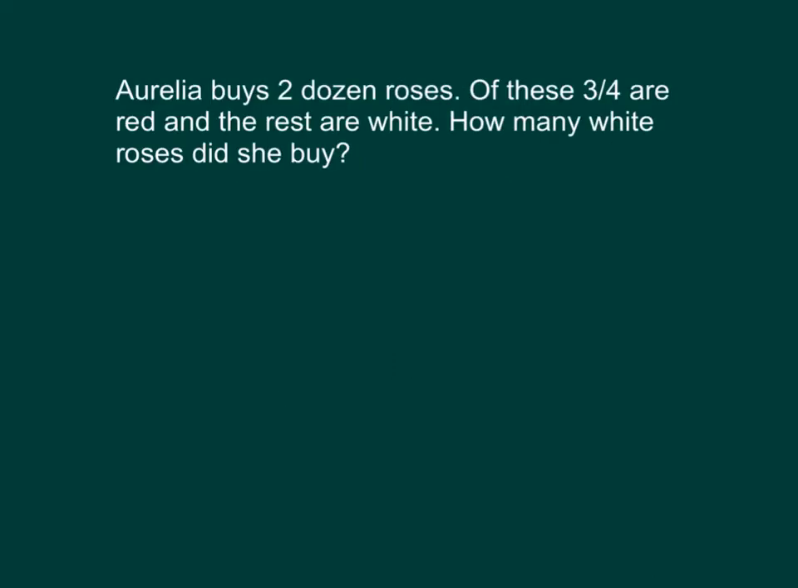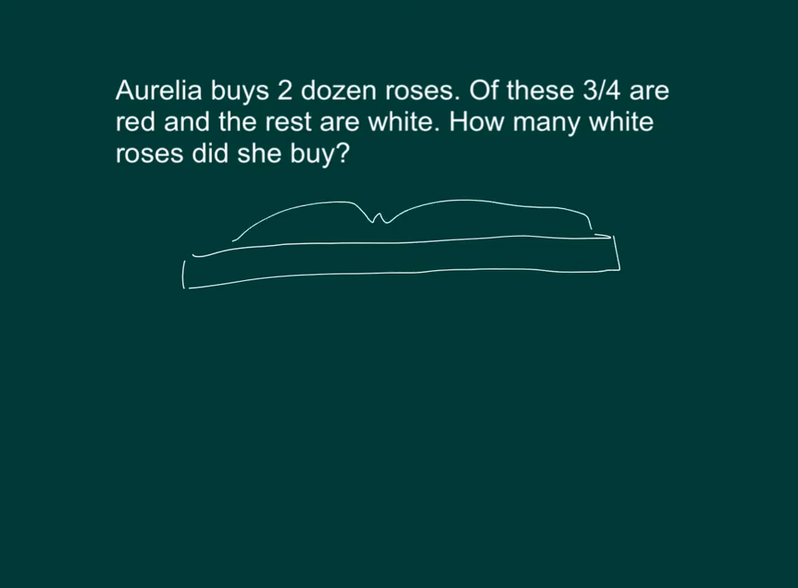Aurelia buys 2 dozen roses. Of these, 3/4 are red and the rest are white. How many white roses did she buy? The whole is what? 2 dozen. 2 dozen is 24. So let's draw that out in our tape diagram. How many parts are we going to divide this into? Right, we're going to divide it into fourths.